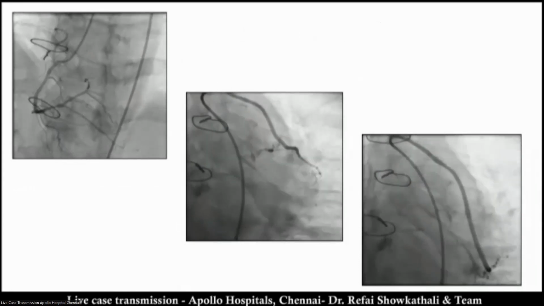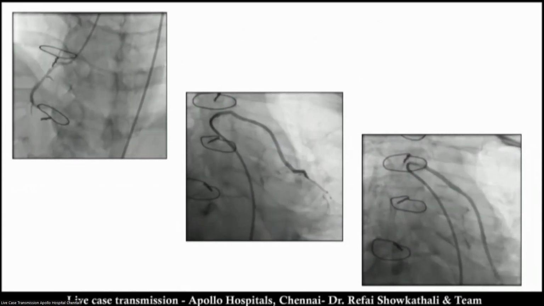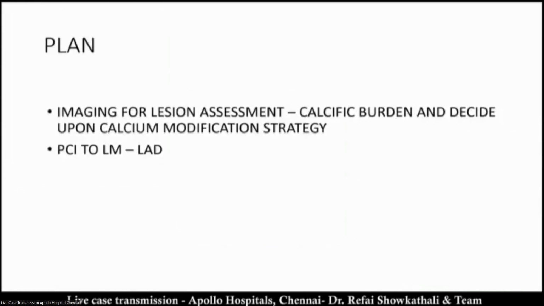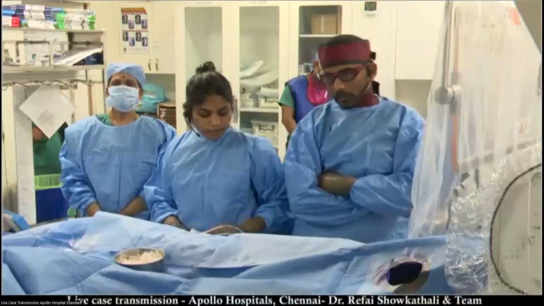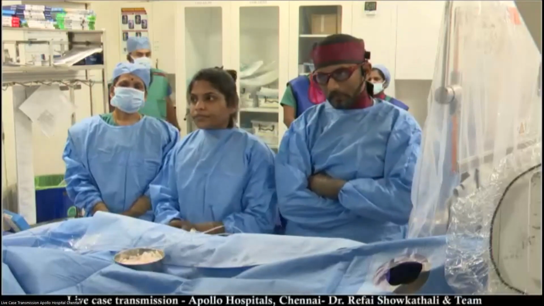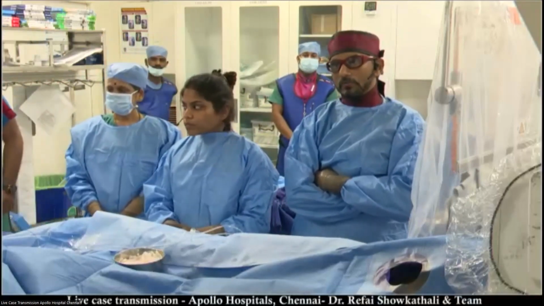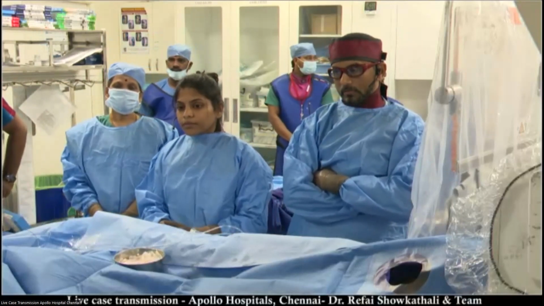And here we have 2 venous grafts, which are nicely flowing. The first one is the diagonal graft, and then we have the OM graft, which is also nicely filling. So the plan here is to go for imaging, assess the calcific burden, decide upon the calcium modification strategy, and then proceed with the PCI. So that is the case we presented, and we've shown the angiogram. Let me ask the panelists how they would go about this patient's PCI strategy.